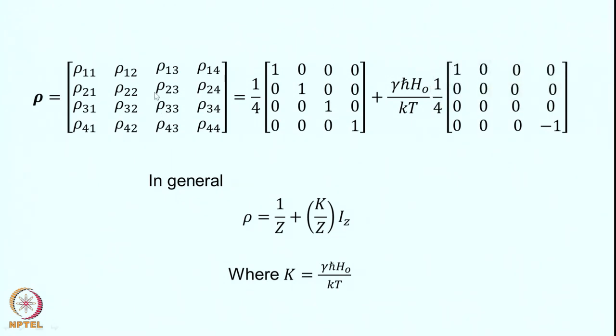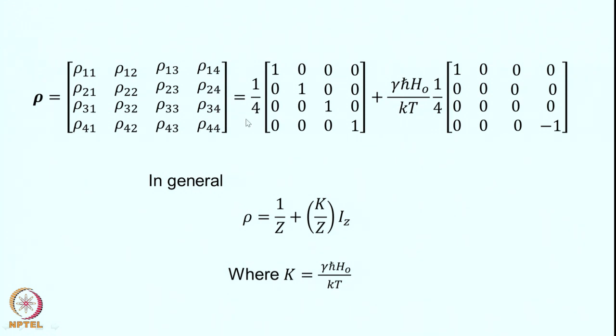So therefore, what do I get? So I have here all the elements listed here, 1 by 4 times 1, 1, 1, 1, okay, and then gamma h cross h naught by kT, 1 by 4 times 1, 0, 0, 0, 0, 0, 0, 0, 0, 0 and minus 1. And what is this? This actually, if you remember, was the Iz operator for the 2 spins, right, and this is the unit matrix.